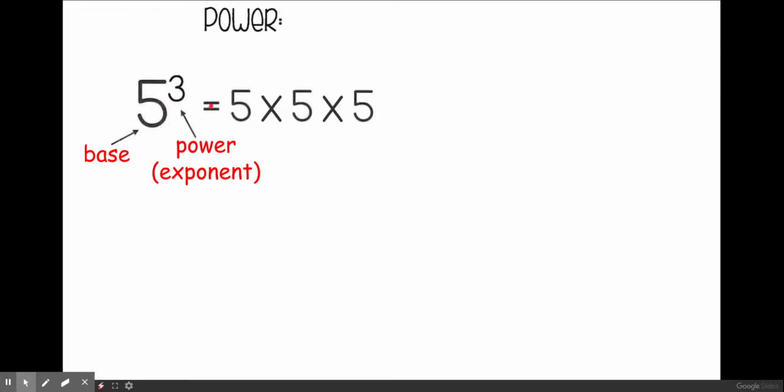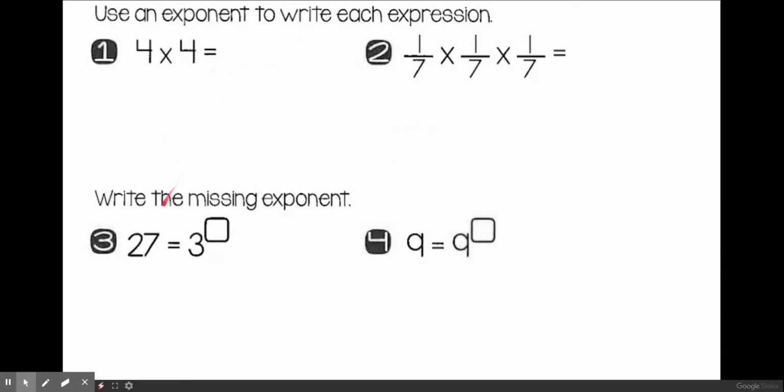Now, 5 to the third power is the same thing as 5 times 5 times 5. So this isn't multiplication. It's not 5 times 3. It means 5 multiplied by itself 3 times. And these are called the factors of the exponent. So if you have 5 to the third power, you'd have 5 being multiplied by itself 3 times. If you have 5 to the power of 4, you'd have 5 times itself 4 times. Let's continue and look at some examples.